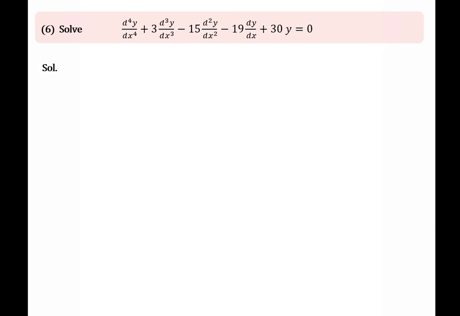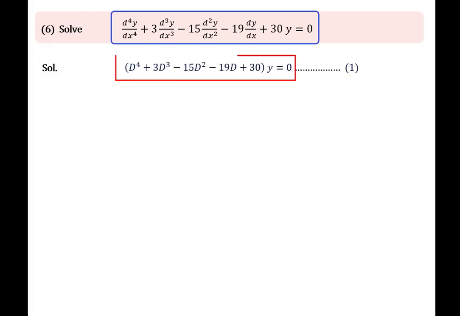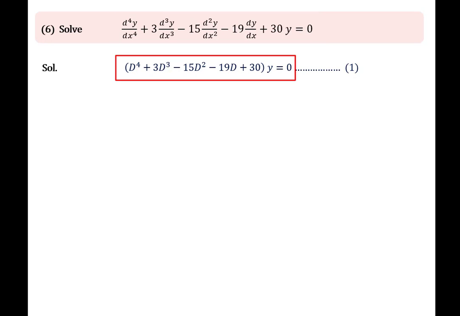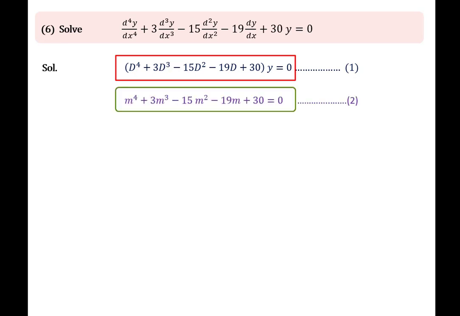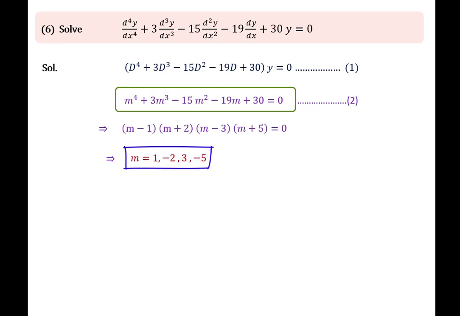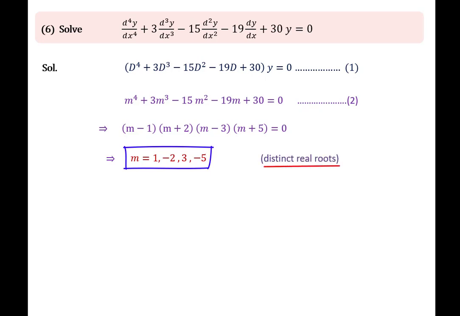Next question. The given differential equation can be written as (D^4 + 3D^3 - 15D^2 - 19D + 30) y = 0. Now the auxiliary equation of differential equation 1 is m^4 + 3m^3 - 15m^2 - 19m + 30 = 0, which is a fourth degree polynomial, so it has 4 roots and the roots are 1, -2, 3 and -5. Here we have distinct real roots.